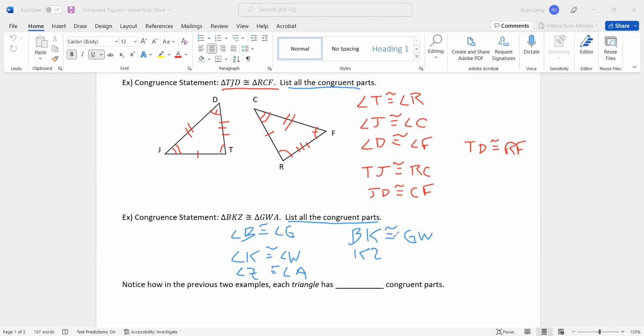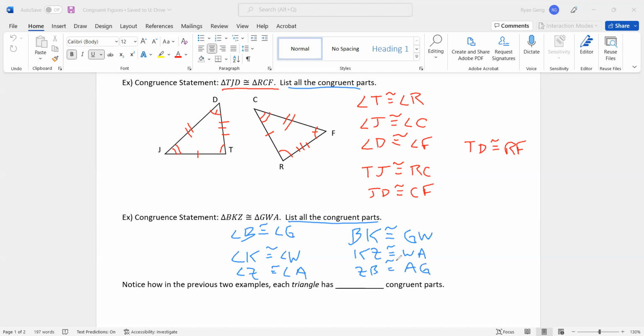KZ is congruent to WA. And ZB is congruent to AG.